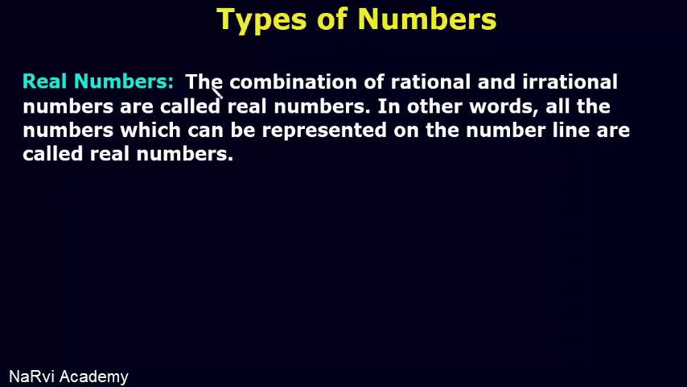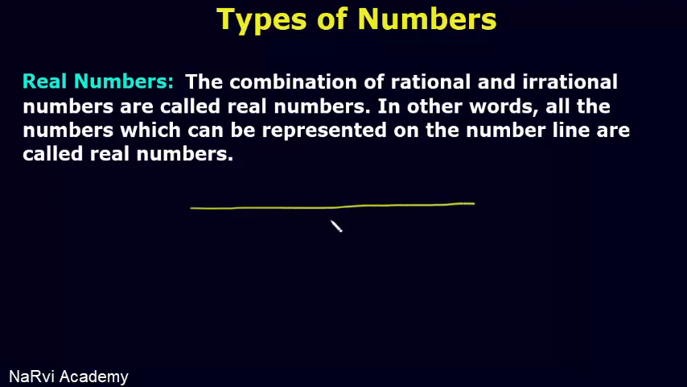Real numbers. The combination of rational and irrational numbers are called real numbers. In other words, all the numbers which can be represented on the number line are called real numbers. We discussed number line in our previous lecture.